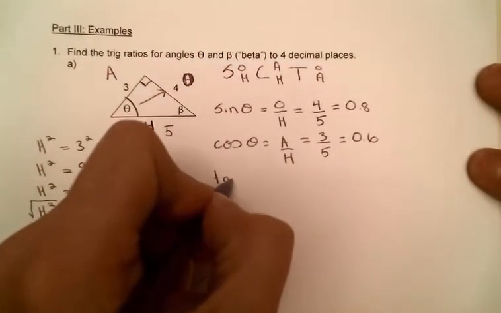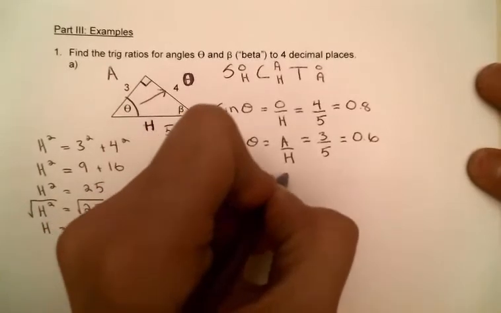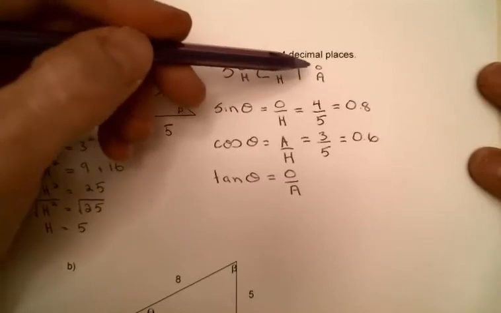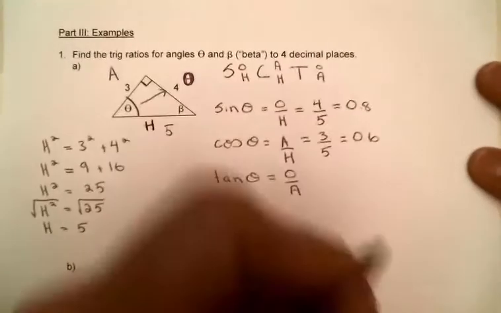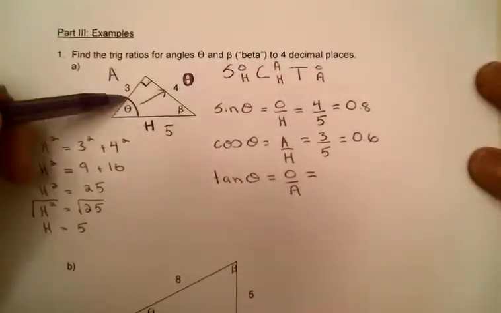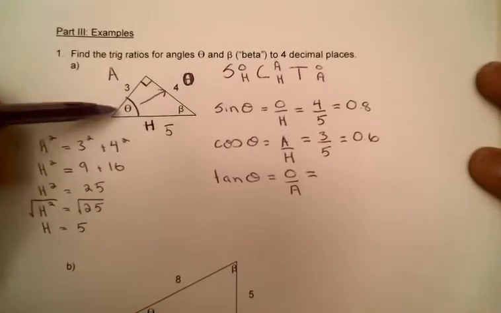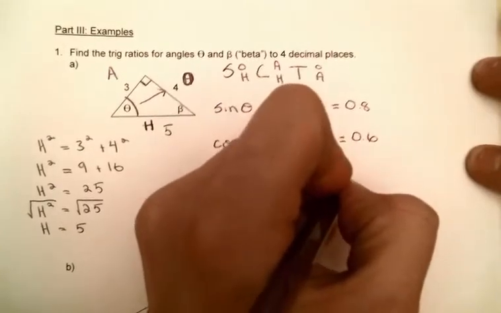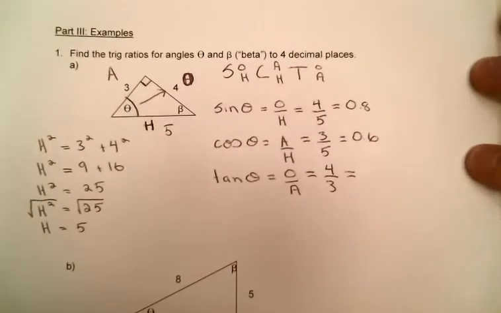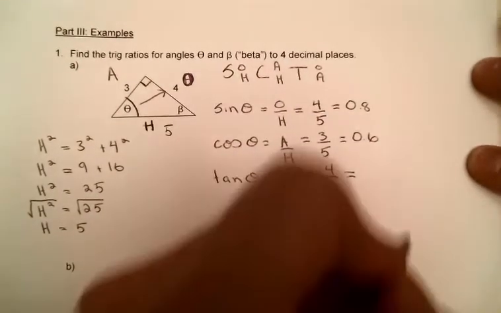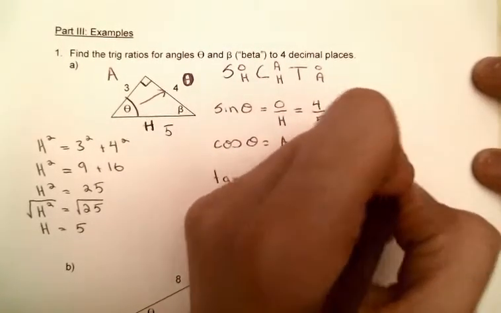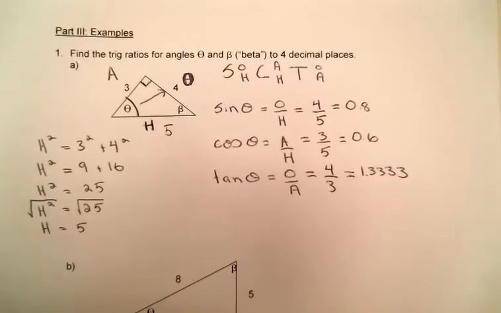Now the tan of theta is the op over the adjacent. Tan is op divided by adjacent. And you look at your diagram, his opposite's 4, and his adjacent's 3. So it's 4 over 3. We get a bunch of decimals when that goes in our calculator. So let's go to 4 decimal places with 1.3333. Okay, and there you have it. We have the 3 trig ratios for angle theta.